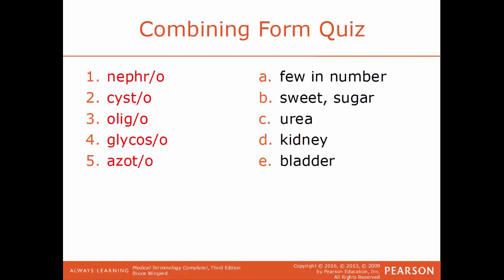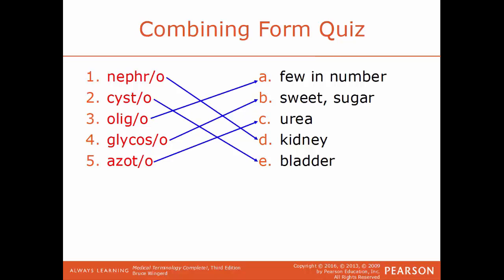Alright, we'll end our chapter with our combining form quiz. Terms on the left, nephro, cysto, oligo, glycoso, and azoto. They will match with either few in number, sweet or sugar, urea, kidney, or bladder. Nephro goes to kidney. Cysto goes to bladder. Oligo goes to few in number. Glycoso, sweet or sugar. Azoto, urea. And here are all 5 of these terms correctly matched to their definition.